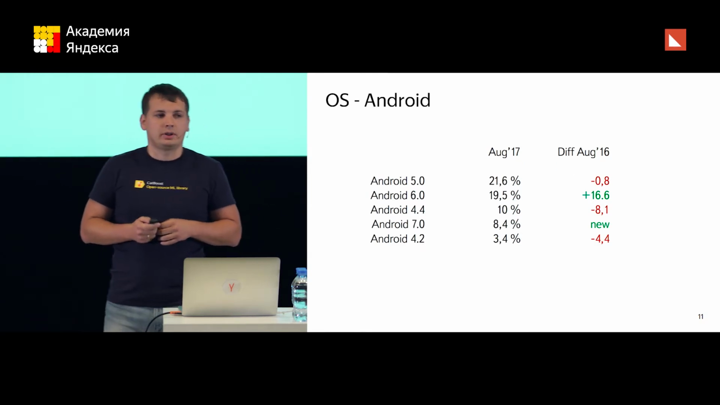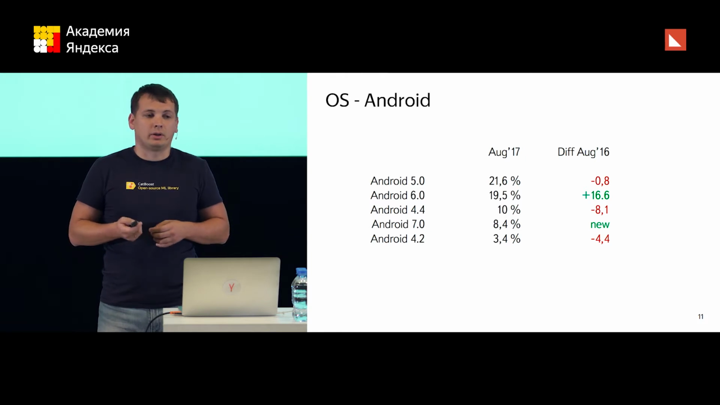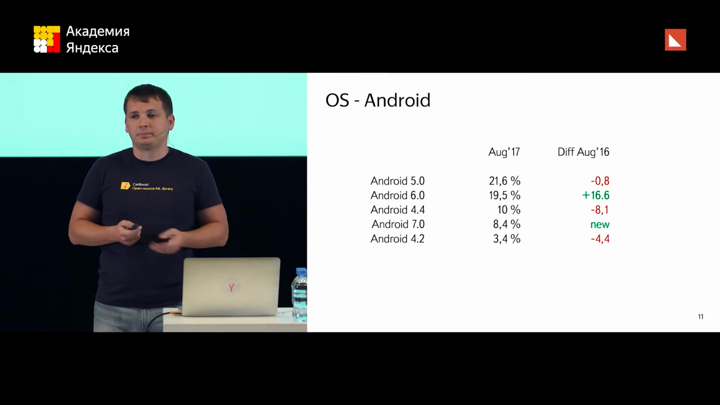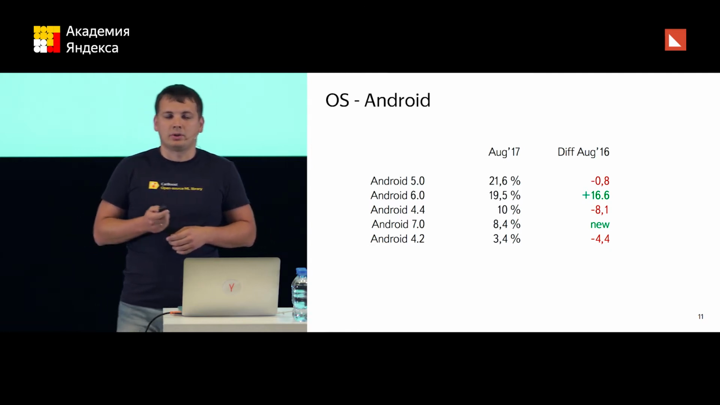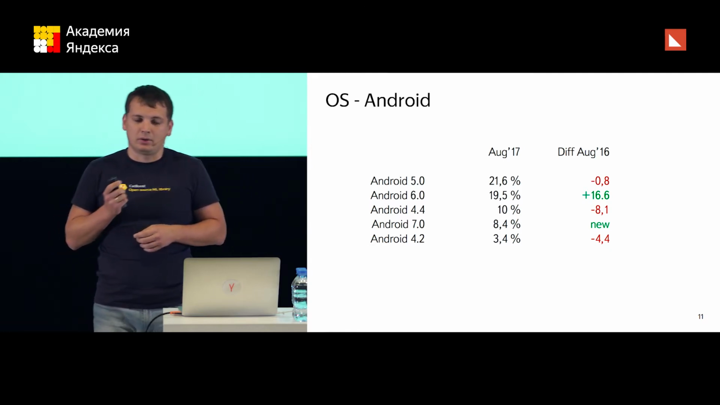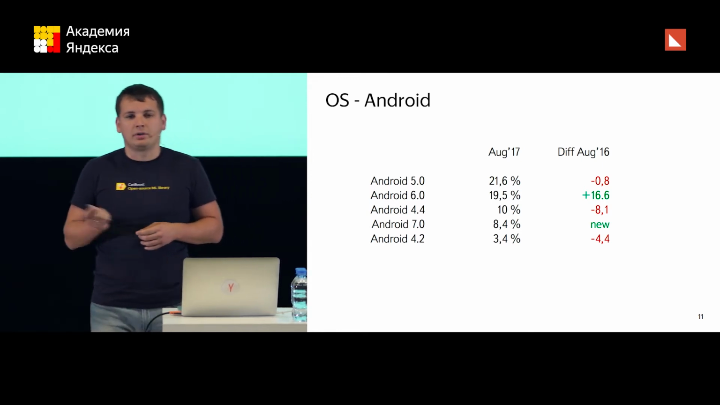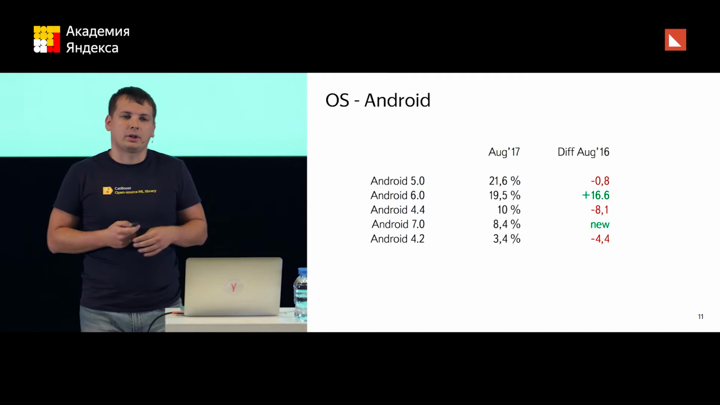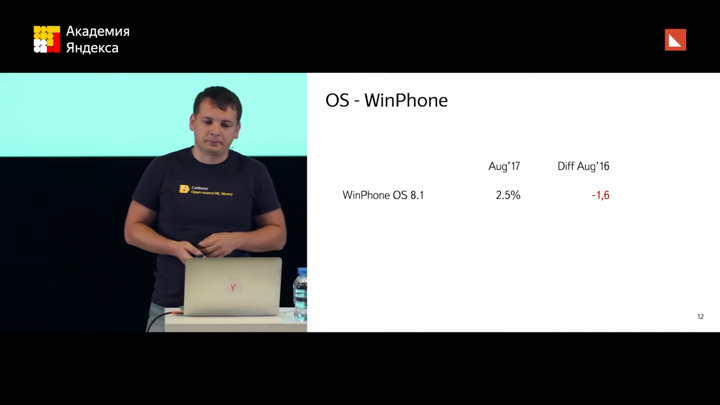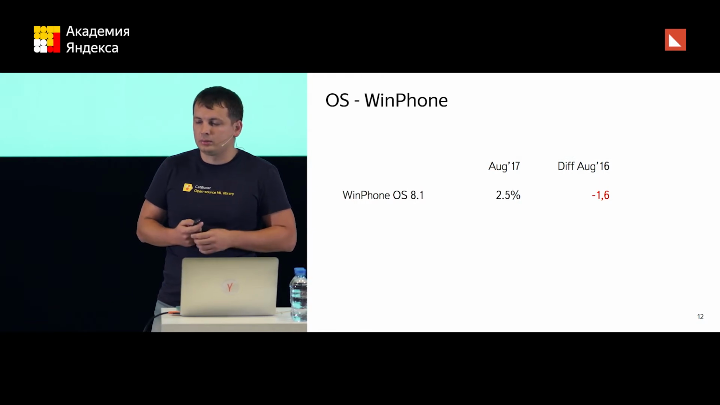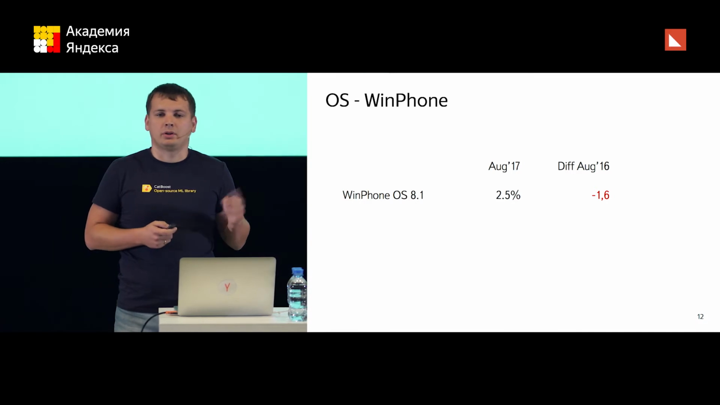But it's not so easy with Android. Many people have phones with an Android version that couldn't be updated. For example, you see that the share of Android 5 hasn't changed during this year. And we also have Android 6 and Android 7 that replace the default. And almost all Win Phone users have version 8.1, and its share continues to decline.